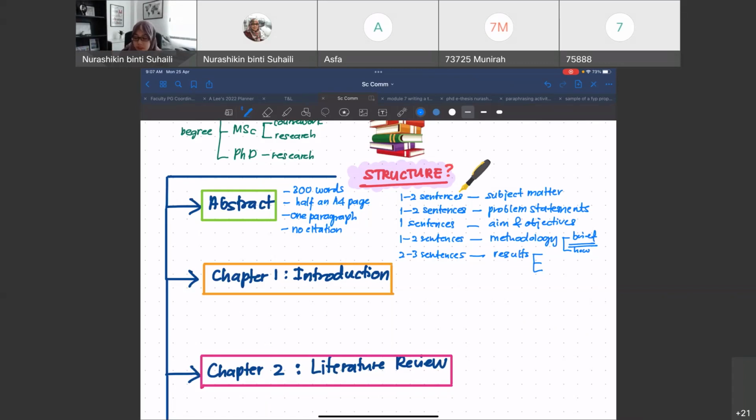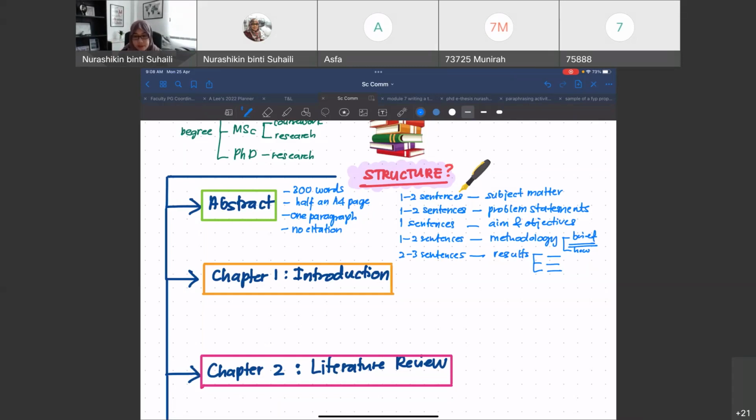And you can also mention values, but just select the significant values. Significant values means the ultimate message of the results. It requires skills and it requires your understanding as well. I'll show later examples of how to construct the sentences for all these parts.